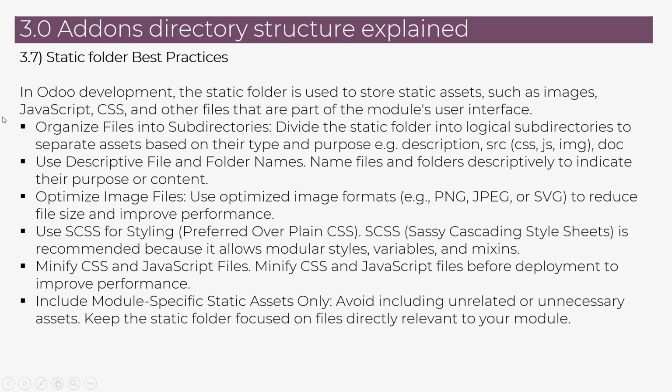So the static folder, best practices. In Odoo development, the static folder is used to store static assets such as images, JavaScript. So best practice is to organize files into subdirectories. So you can have a directory for the SRC, the source, the description, the documents. Use descriptive files and folder names.